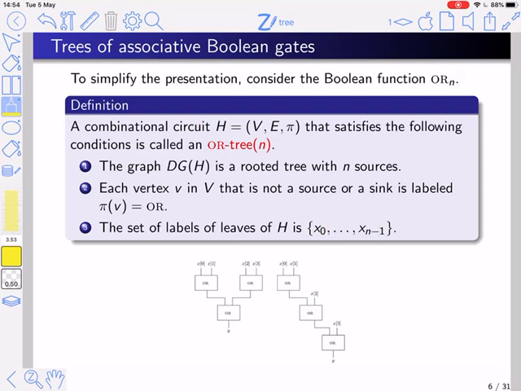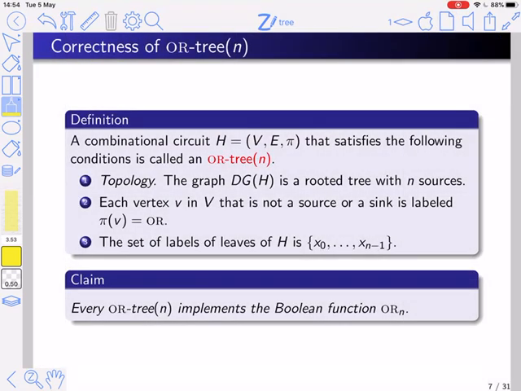So let's see 2 examples. This would be one example of an OR tree over 4 bits. The leaves are labeled by x0 until x3. We have 2 OR gates over here, another OR gate over here, which outputs y. And this is also an OR tree over 4 bits because it satisfies the 3 conditions of being a rooted tree. Each vertex that is not a source is labeled by an OR, and the labels of the inputs are x0 up to x3. So this is an OR tree of 4, not an OR tree of 3. Very good.